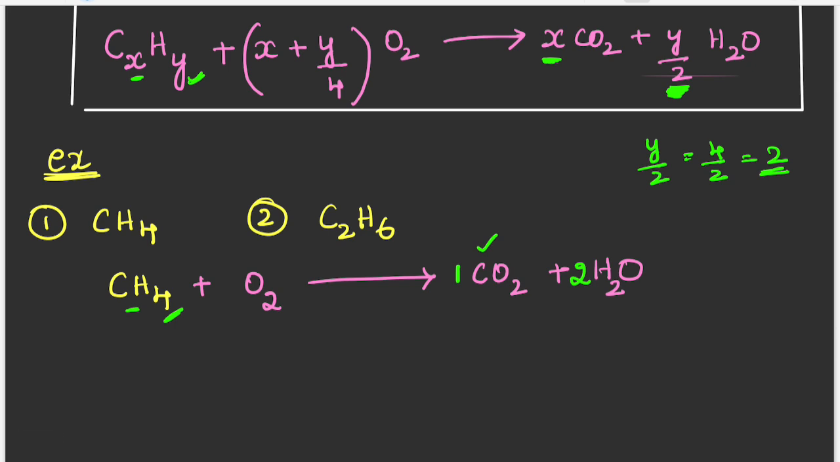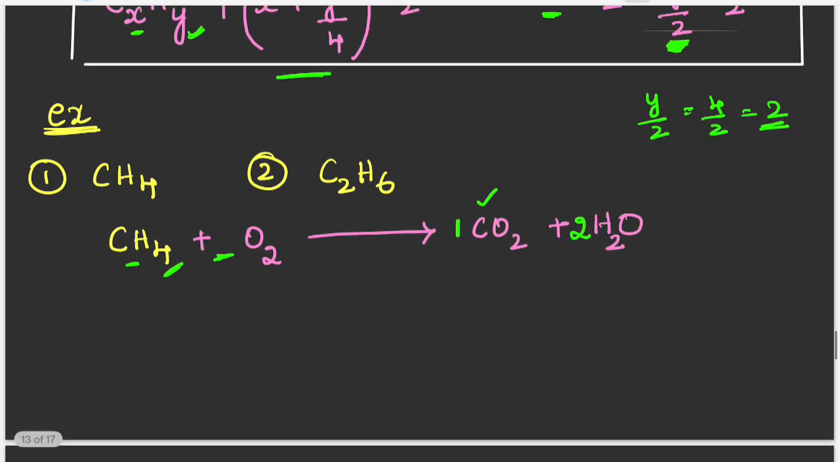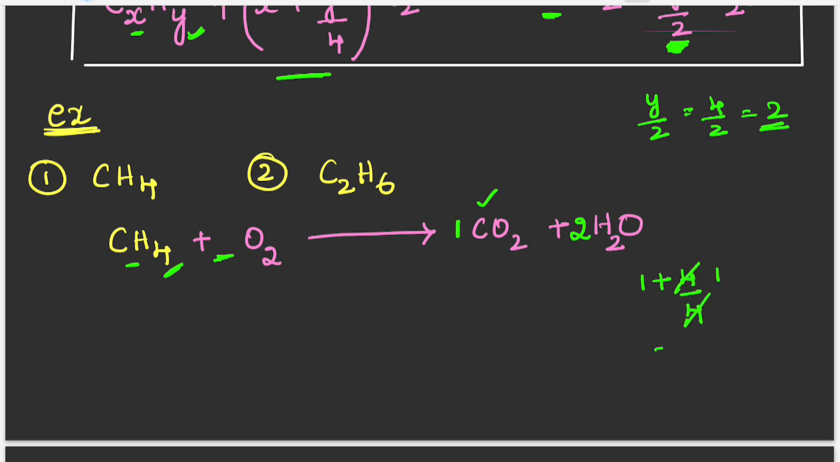Next we have to balance oxygen. To balance oxygen, you have to add x plus y by 4. So x plus y by 4, how much will you get? x is 1 plus y is 4, divided by 4. So 4 ones are 4, so you will be getting 1 plus 1 is equal to 2. So here you have to write 2 times oxygen.